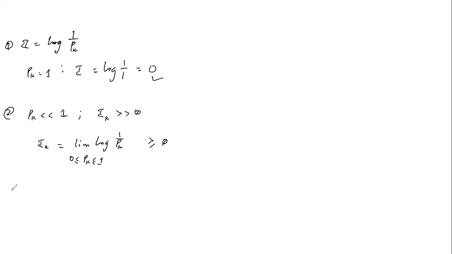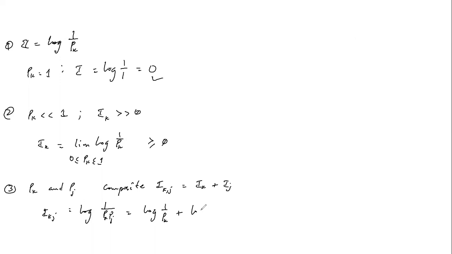And also, the third property: if we are given P sub K and P sub J as the probabilities of occurrence, then we can define the composite information I sub KJ as the sum of the information contributed by the individual probability distributions. You can prove this: I sub KJ is the same as log 1 over PK times PJ, and by laws of logarithm, this will be log 1 over PK plus log 1 over PJ. So this now gives us IK plus IJ.